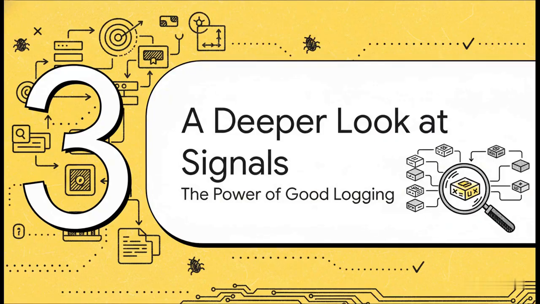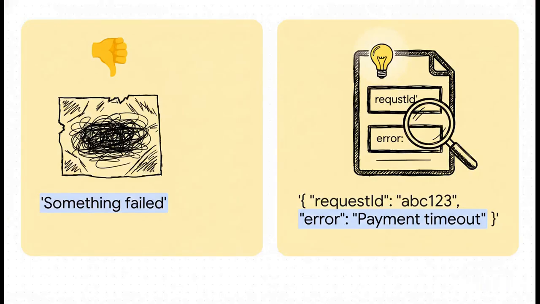So we've got our 3 pillars, but look, their power is 100% dependent on the quality of the data we're feeding them. You know the saying, garbage in, garbage out. Let's zoom in on logging for a second to see what a huge difference this makes. I mean, this comparison says it all, right? On the left, you've got a log message that, let's be honest, we've all written out of frustration. Something failed. It's completely useless.